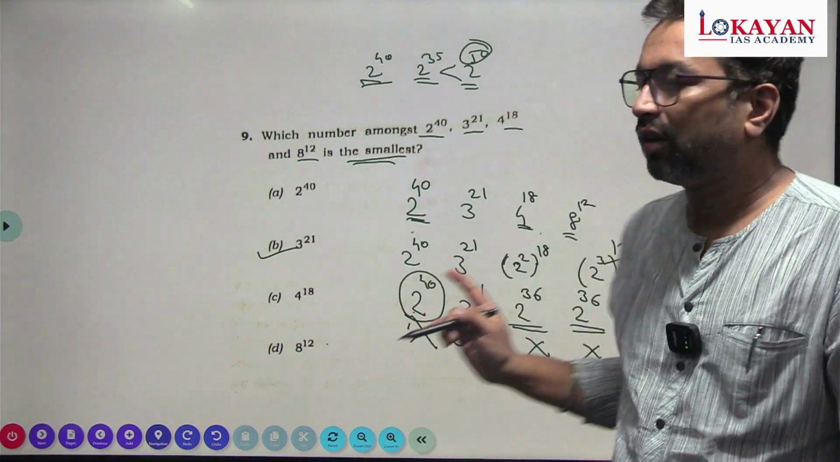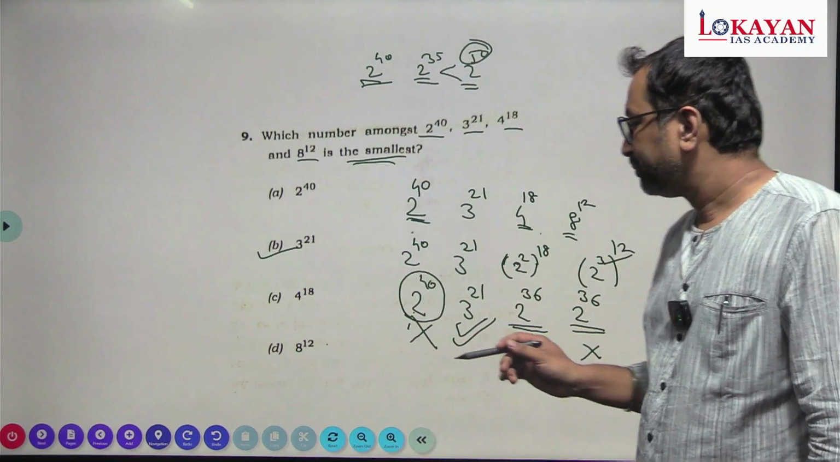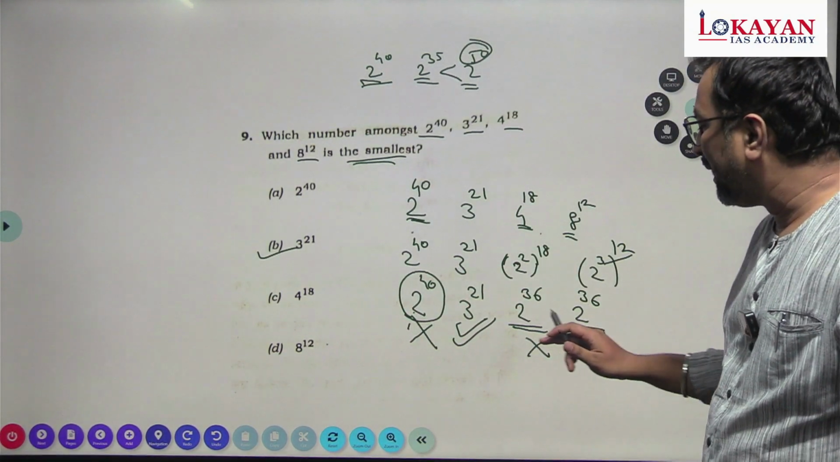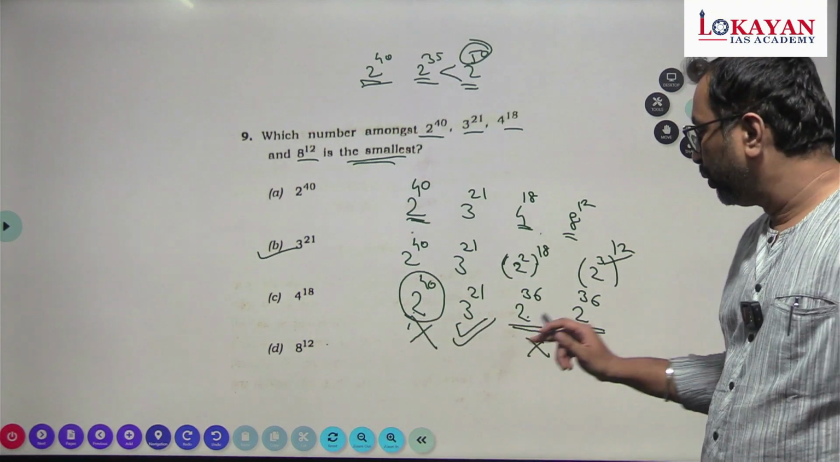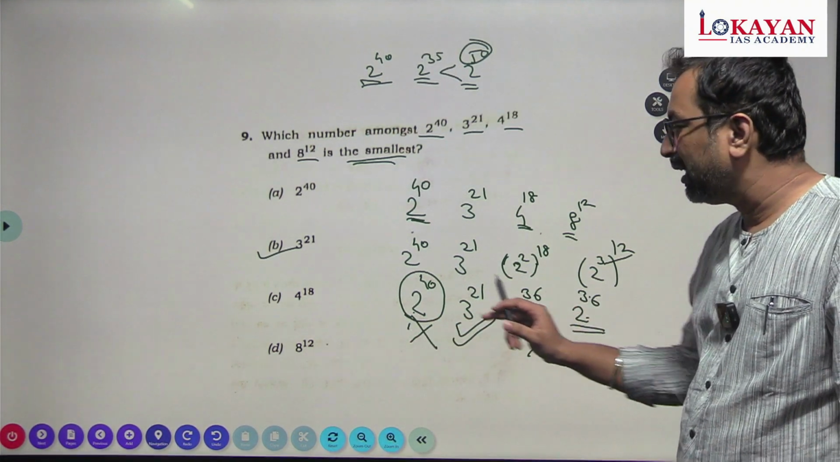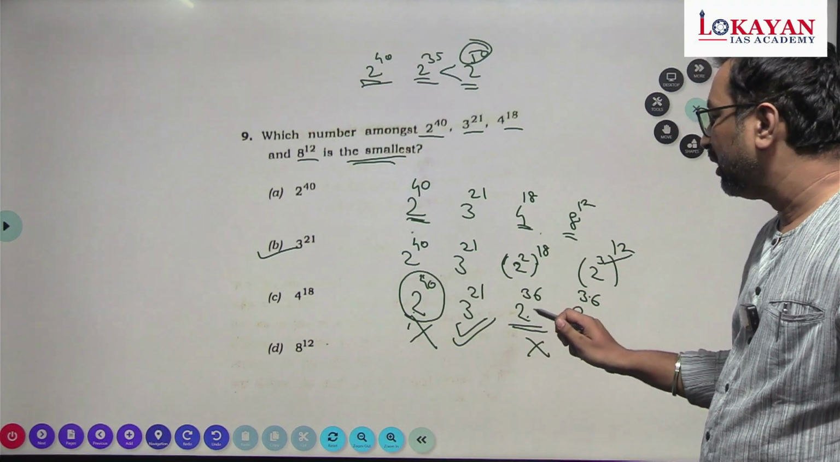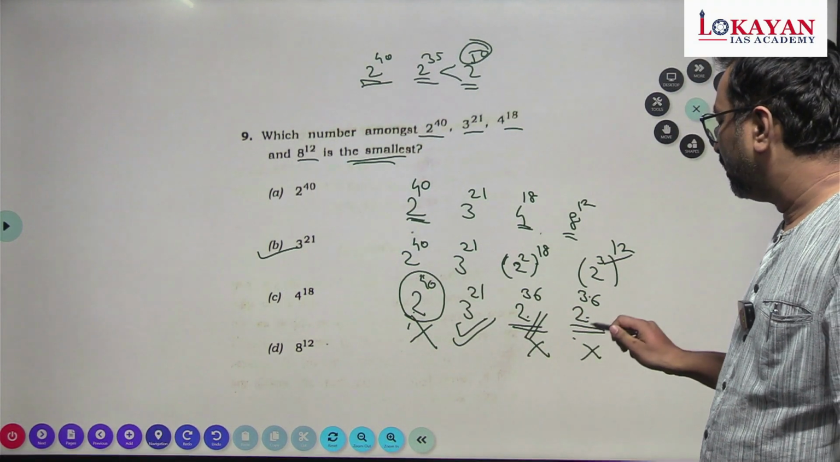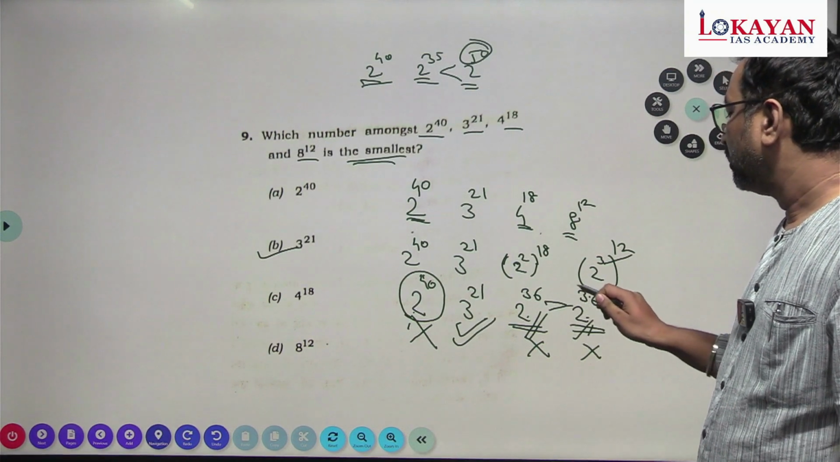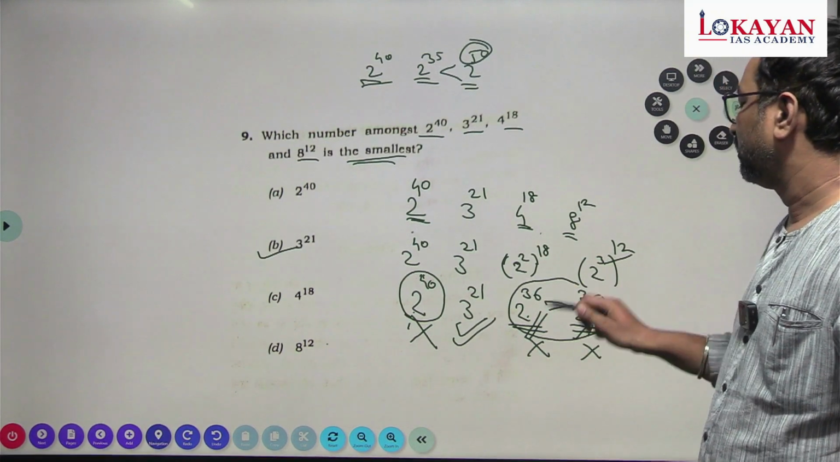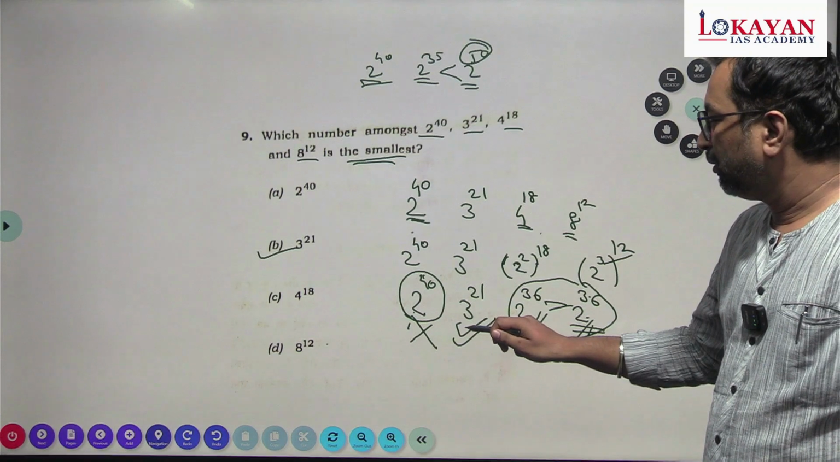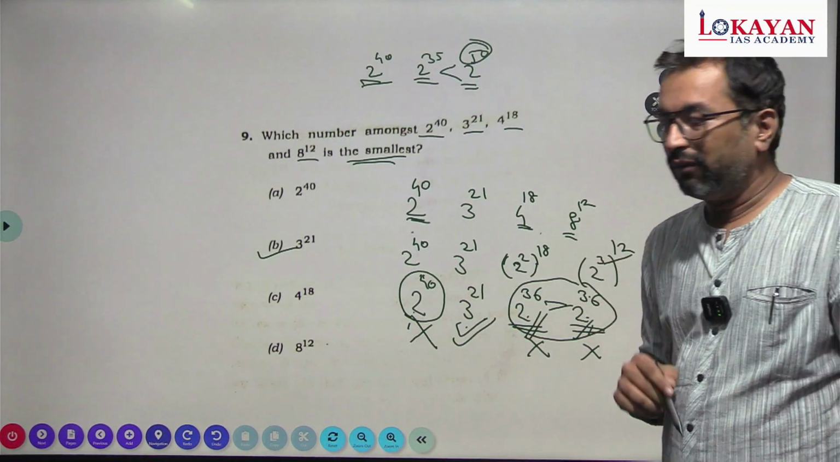No need to do any further calculations, right? Because I got the bases equal, 2, 2, 2. So just by comparing their indices, I can decide 2 to the power 40 is the bigger number than this one and then this one, and these two numbers are equal, so they are not going to be the smallest, right? So answer will be 3 to the power 21.